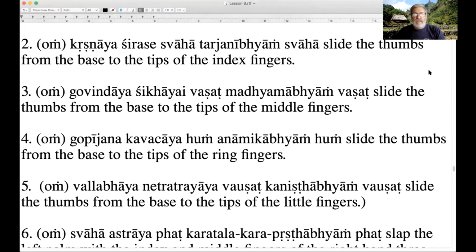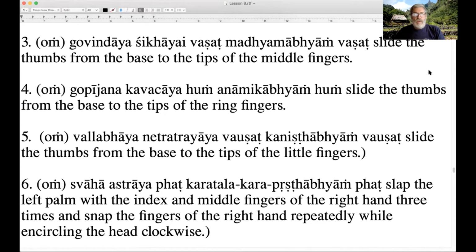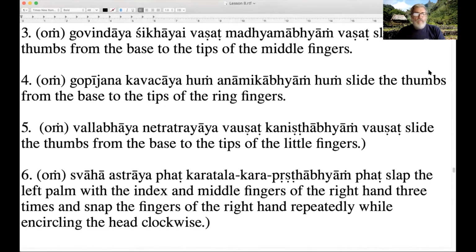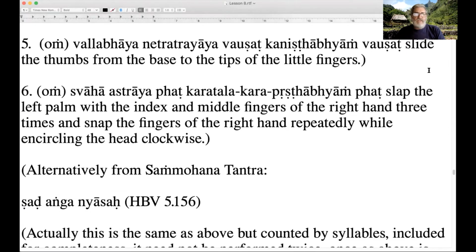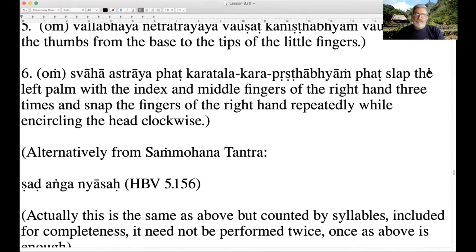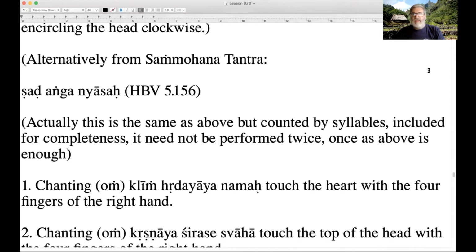Om Govindaya Shikhayai Vashat Madhyamabhyam Vashat. Om Gopijana Kavachaya Hum Anamikabhyam Hum. Om Vallabhaya Netra Trayaya Vaushat Kanishthikabhyam Vaushat. And Om Swaha Astraya Phat Karatala Karaprishthabhyam Phat. Okay. So those are those mantras.